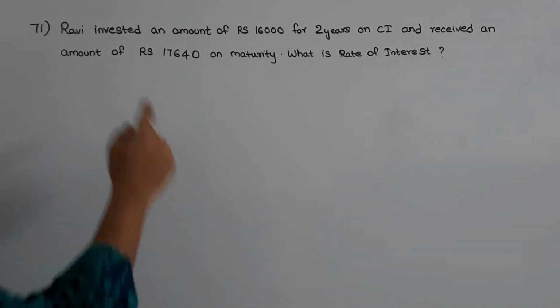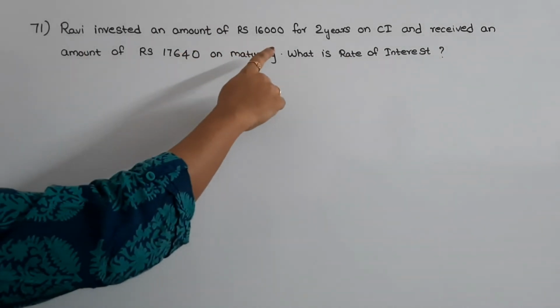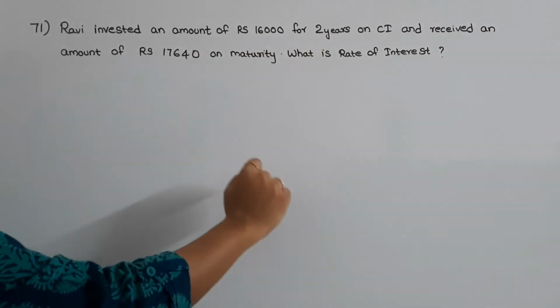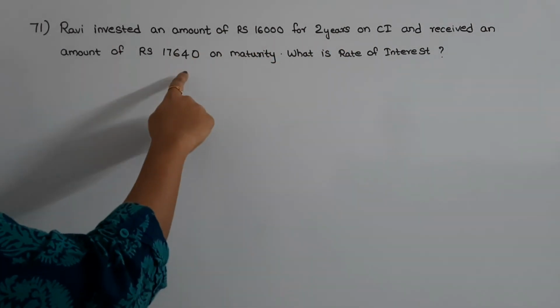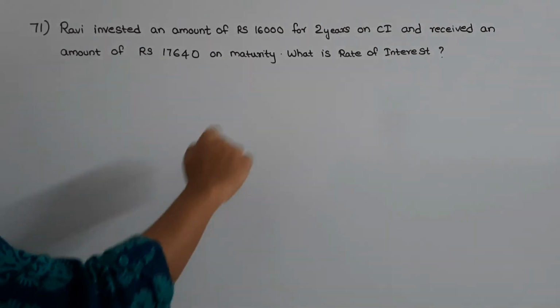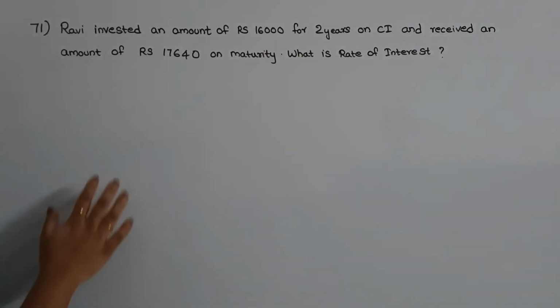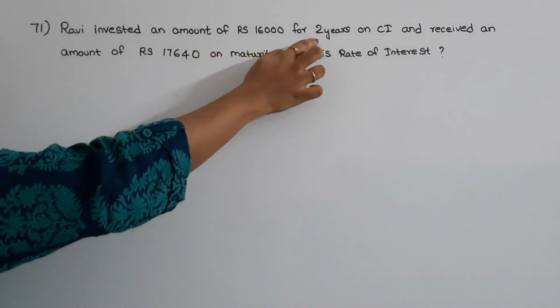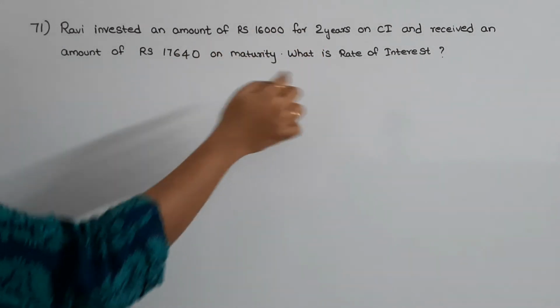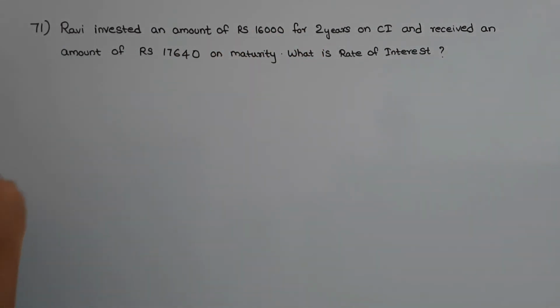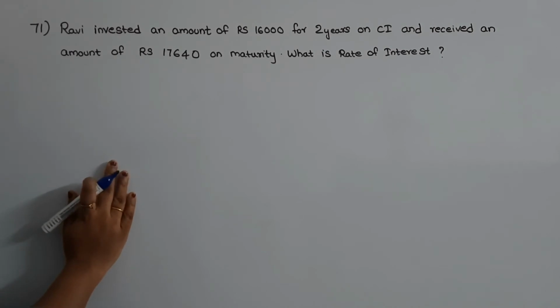The next question is, Ravi invested an amount of rupees 16,000 for 2 years on compound interest and received an amount of rupees 17,640 on maturity. What is the rate of interest? So in this question they have given the principal, time period and the amount. We need to find out the rate of interest. So this we can find out directly by substituting in the formula.